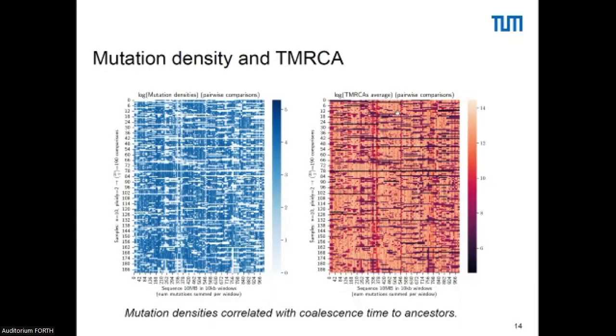And a bit more intuition on why this actually works: here is just a different mutation density matrix, which is log scaled. So the same as before, but just a slightly different data set over 10 MB with 10 KB windows. And if the rho over theta, so the recombination to mutation ratio, is somewhat favorable, then you see actually a direct correlation between mutations and TMRCA, which of course the theory predicts as well. So that's why it actually works.